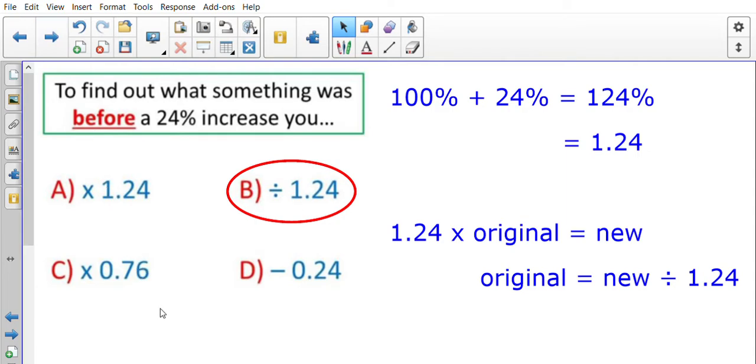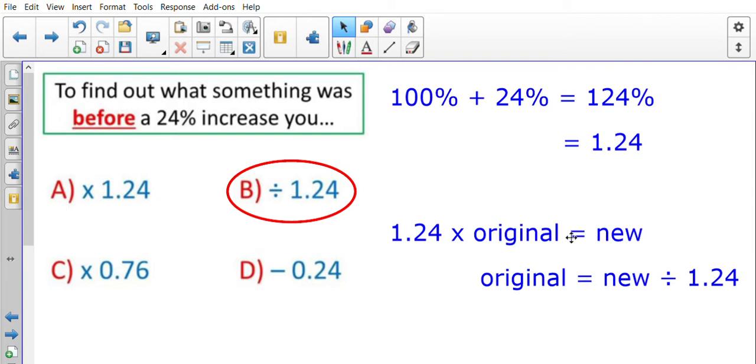This question here, to find out what something was before a 24% increase. So very similar to another 2 questions you've just seen like this, only this time it's an increase. So because it's an increase, you add on. So 100% plus 24% is 124%. Dividing by 100 will get you the decimal multiplier of 1.24.